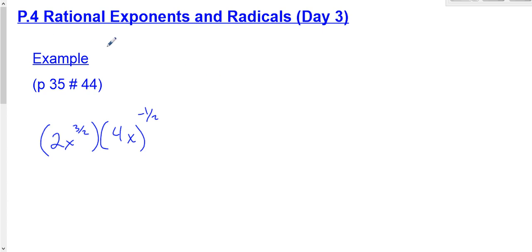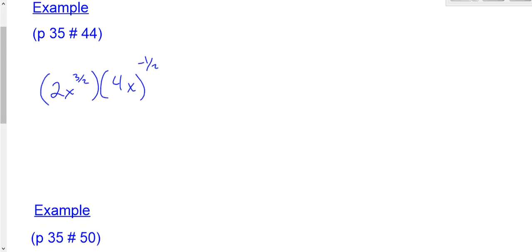This is P4 Rational Exponents and Radicals, day number 3. We've already looked at the properties of exponents and rational exponents, and we've looked at radicals. And so this third day we are looking at getting into different types of problems that get into the properties and laws a little bit deeper. So if we look at page number 35, problem number 4, this is our first example.